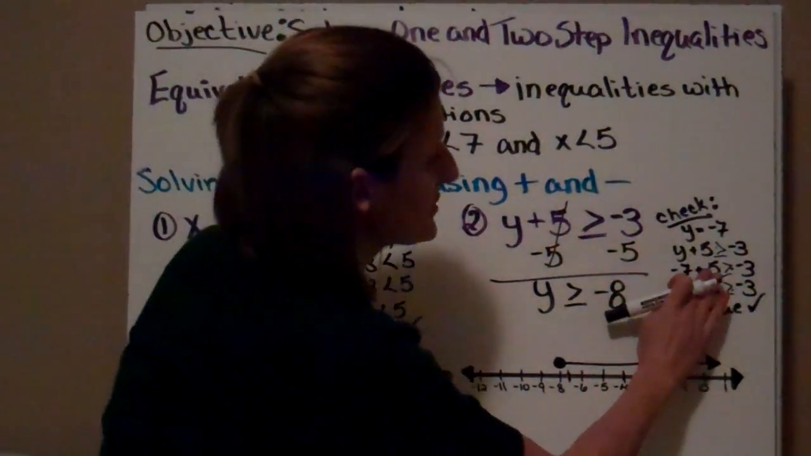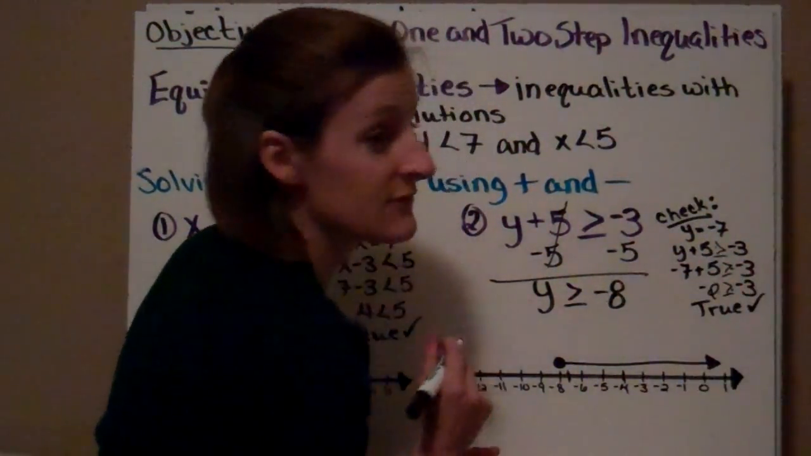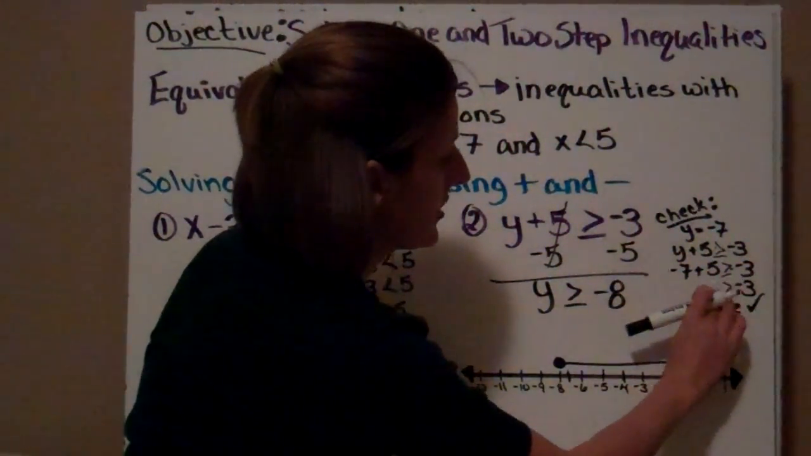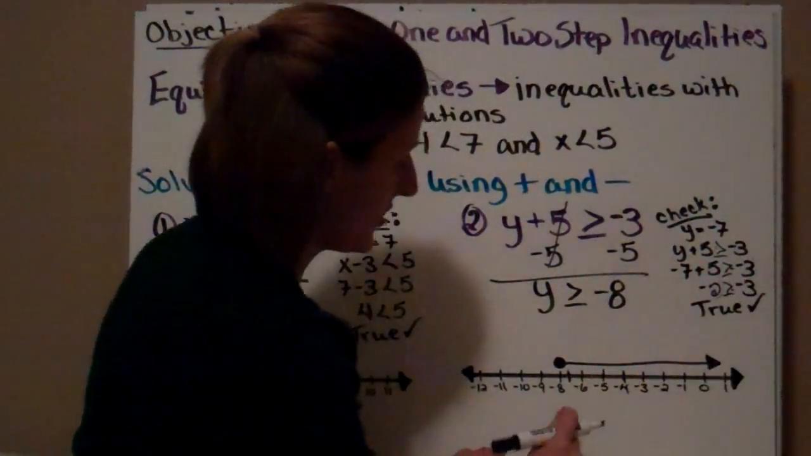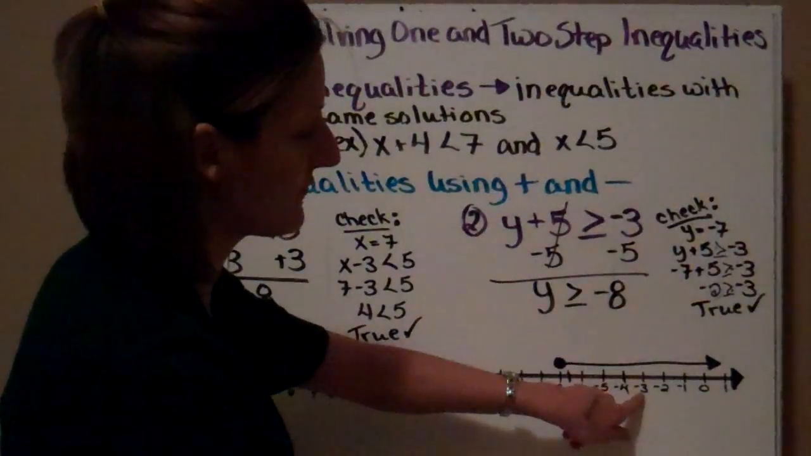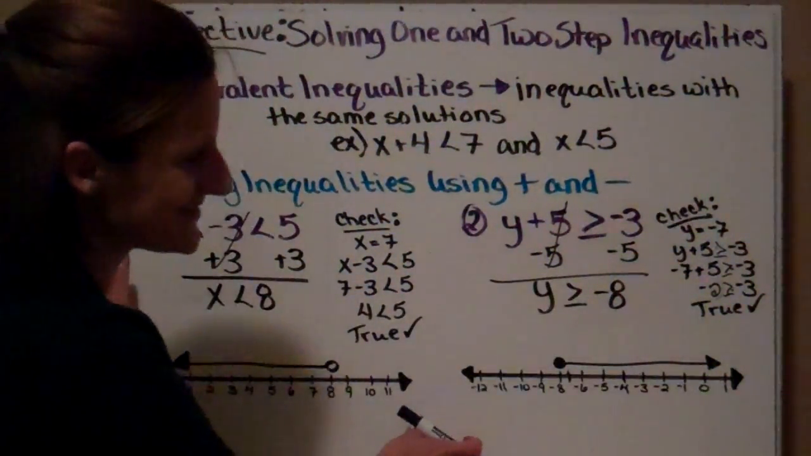Actually, that should be 2. I made a mistake. That's what I get for doing this late at night. So negative 7 plus 5 is negative 2. And since negative 2 is here and negative 3 is here, negative 2 is greater than negative 3, so that still is true.